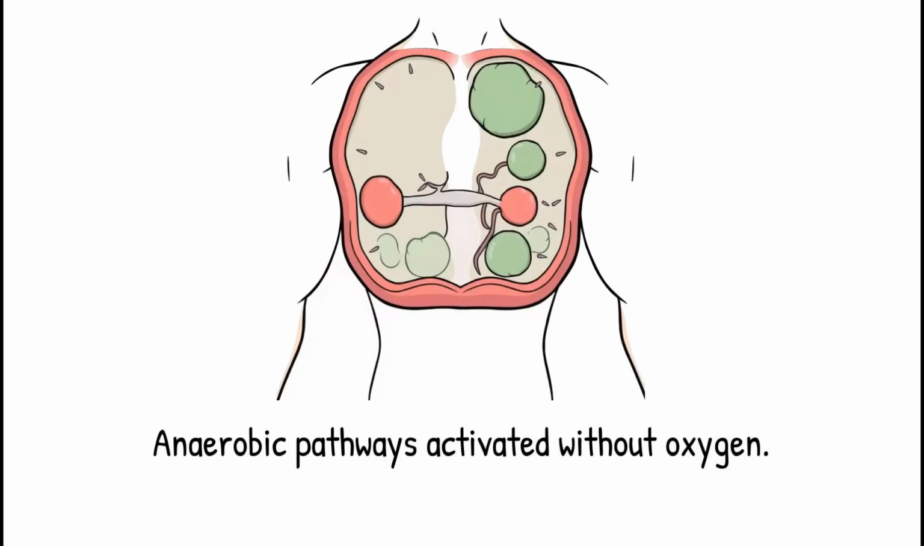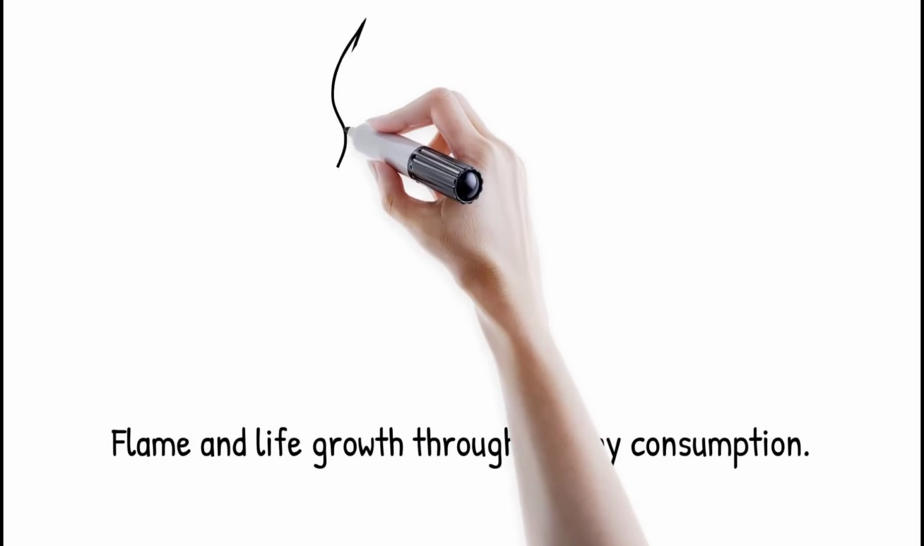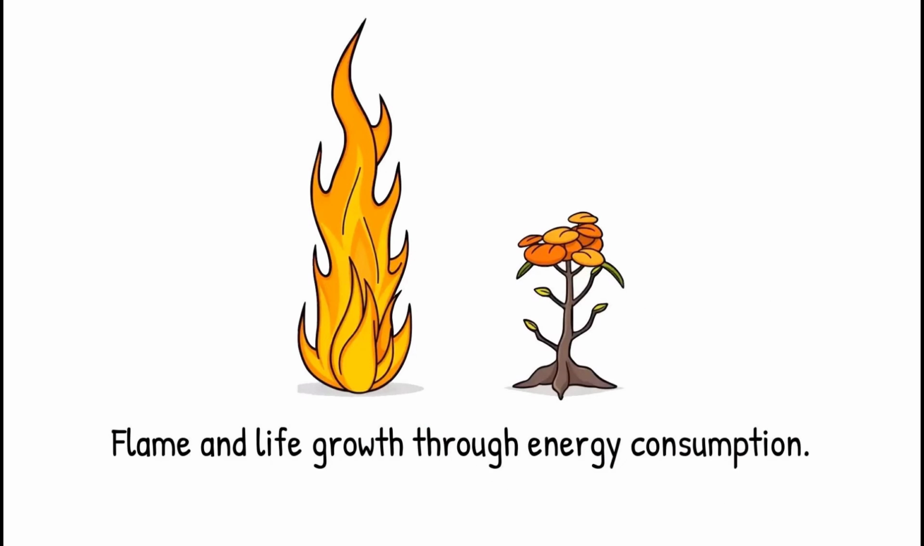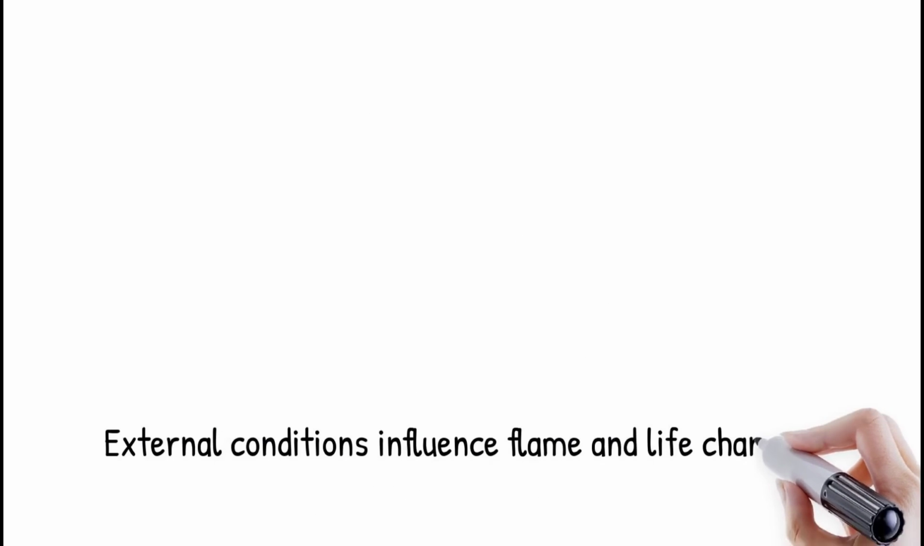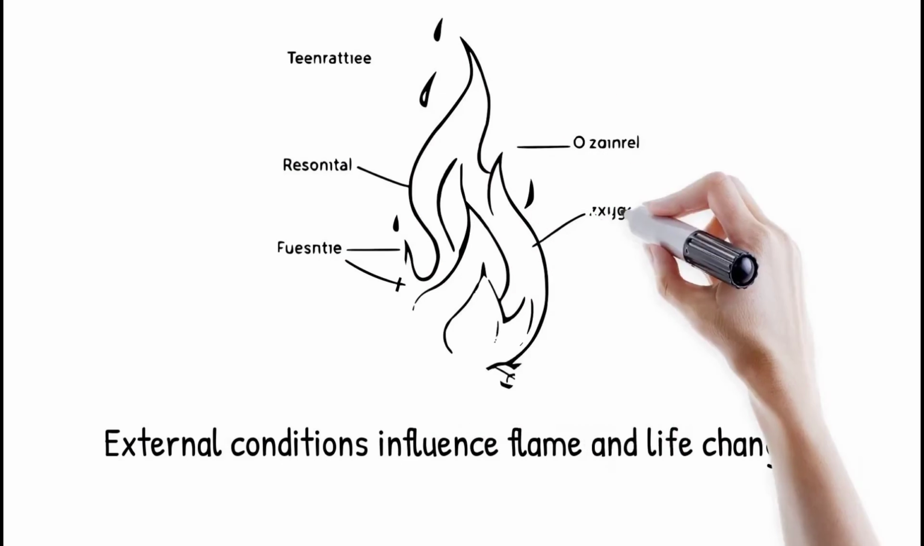A flame begins small, grows as it consumes available fuel, and eventually diminishes when resources are depleted. Similarly, living organisms start from small beginnings, grow during periods of abundant energy, and decline when resources or internal systems fail. In both, external conditions such as temperature, oxygen supply, and environment influence the rate of change. The end comes when sustaining processes stop, whether by extinguishing or biological death. This parallel highlights the transient nature of both fire and life.